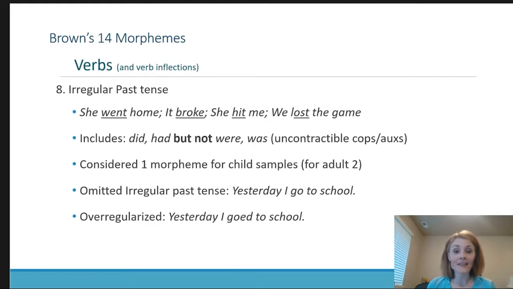And errors like this tell us that they do in fact learn irregular verbs initially as frozen forms, right? So if they knew that went was go plus past, they wouldn't make errors like goed. And so this is one way we can tell where they're at with their development.